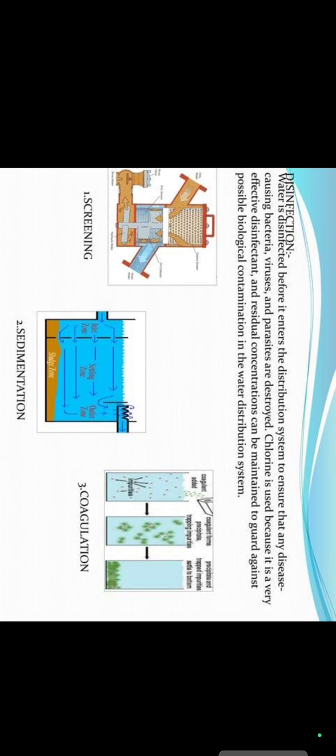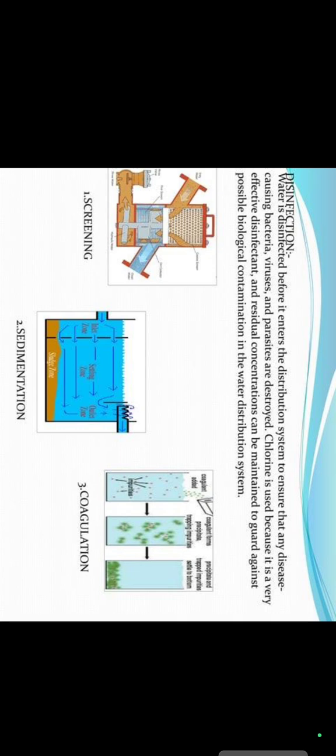In this process, to remove floating materials like leaves and wood pieces from the water, the raw water is allowed to pass through a screen having a large number of holes, which retains the floating materials and allows the water to pass. So this is the screening to remove floating materials like leaves, wood pieces, etc.